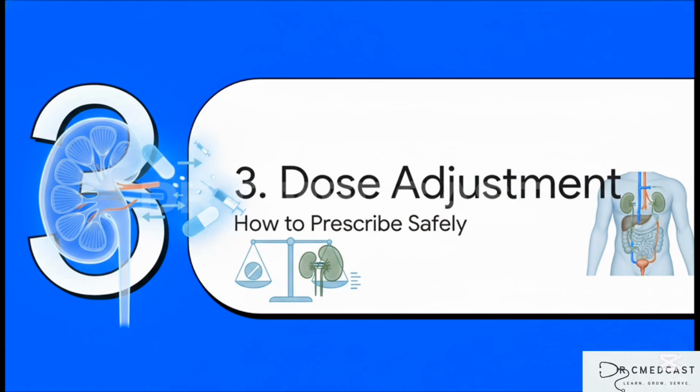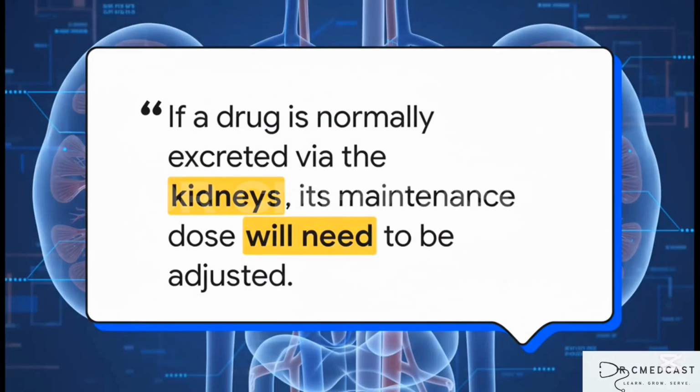Okay, so we've covered the theory, the why, everything goes haywire with ADME. Now let's get practical. Section 3 is all about the how-to. How do we actually take this knowledge and use it to prescribe safely? This right here, this is the golden rule. You need to burn this into your brain. If a drug relies on the kidneys to get out of the body, you have to adjust its maintenance dose.